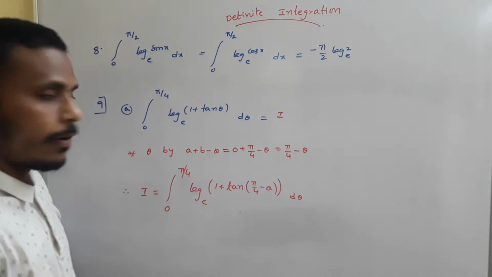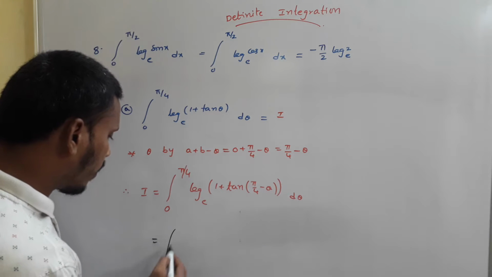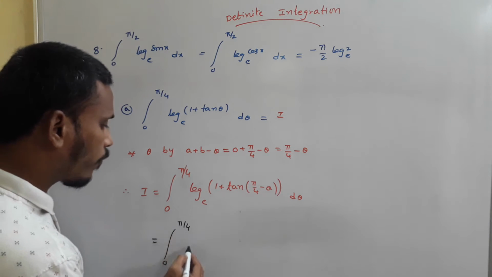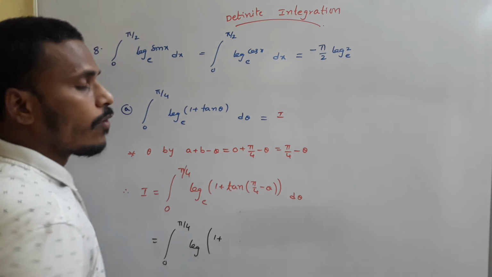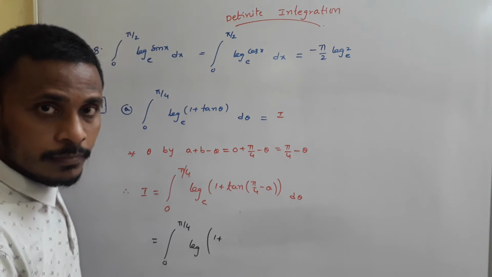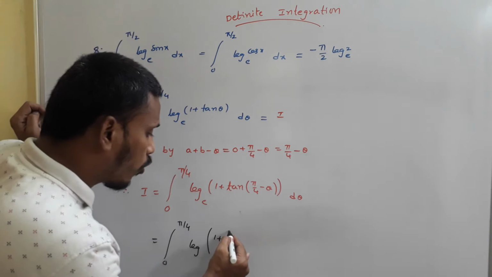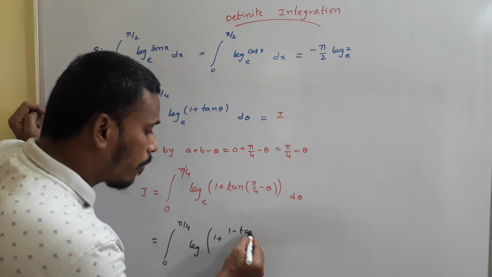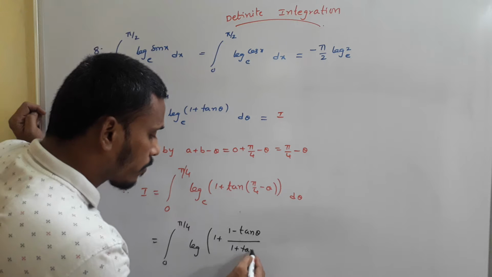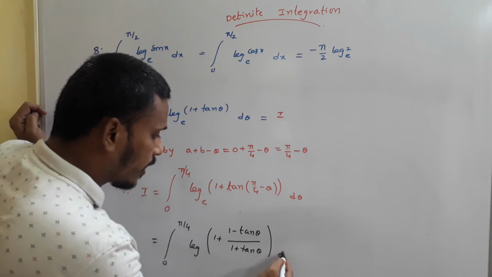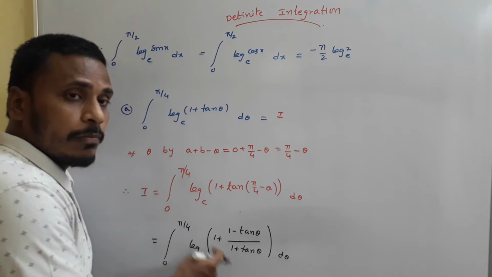Right? Okay. And next, try to simplify this. This is equal to integral 0 to pi by 4 logarithm of 1 plus tan of pi by 4 minus theta, which is tan pi by 4 minus tan theta by 1 plus tan pi by 4 into tan theta. That means 1 minus tan theta divided by 1 plus tan theta, d theta with base e. So you just simplify this.